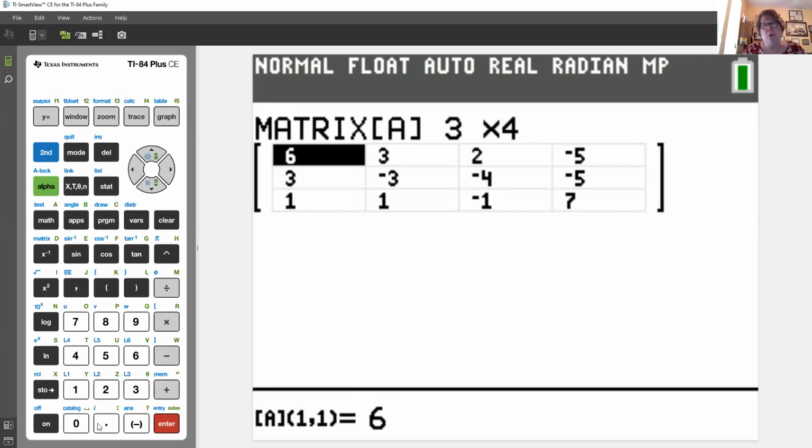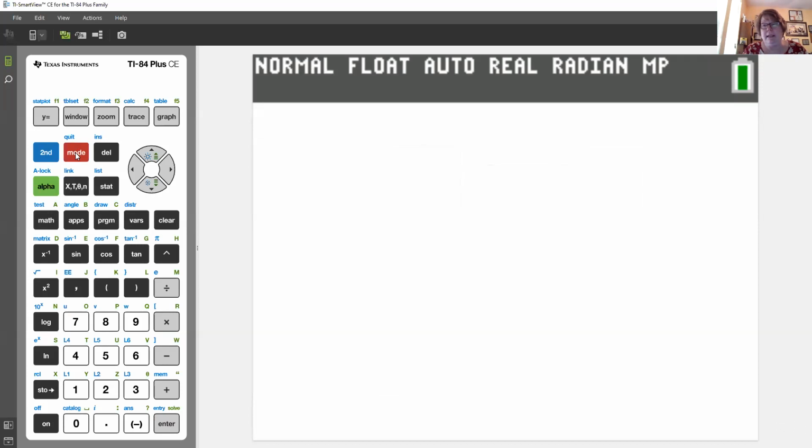All right, so now that I have my matrix in my calculator, I'm going to exit from the matrix menu. It's important that you do this step. So we do a second quit to get out of the matrix menu. The reason I have to exit is because if I stay in there, whatever I type is going to input into that first row, first element. So I need to get out of there before I can do any math.